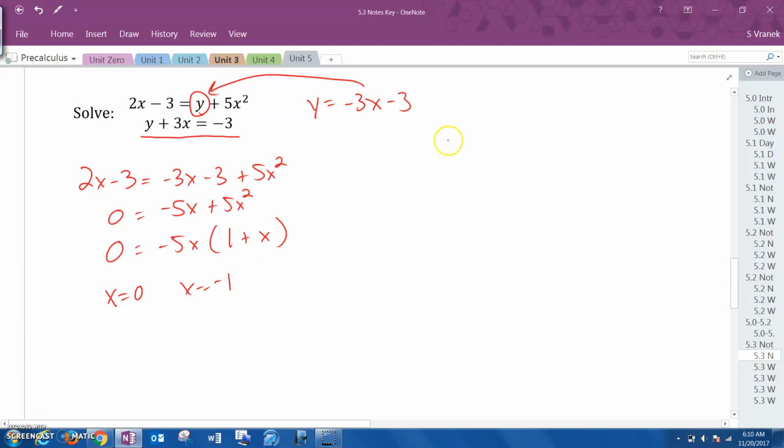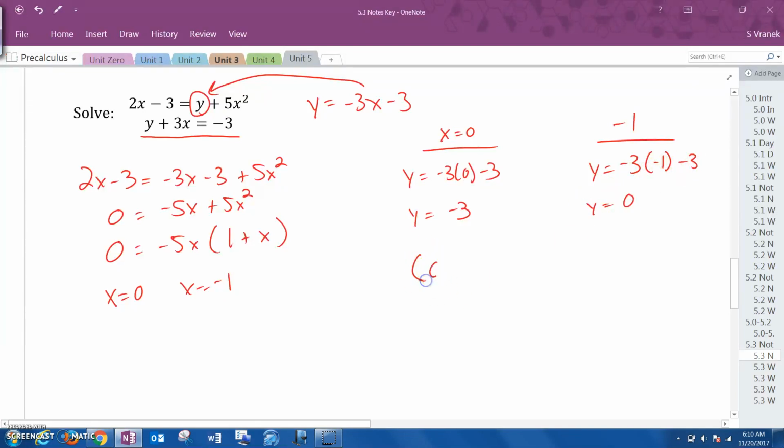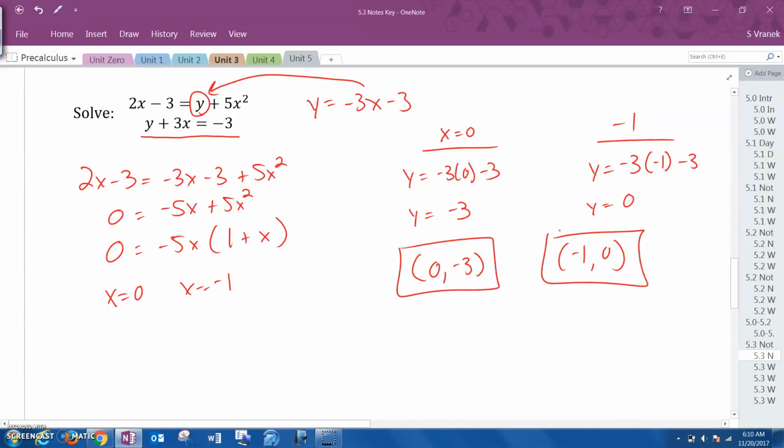Then I bring that over here. When x is equal to 0, I get y is equal to negative 3 times 0, minus 3, which means y equals negative 3. And when x is, what's the other one, negative 1, I get y is equal to negative 3 times negative 1 minus 3. So you get negative 3, so you get 0. So the two solutions to the problem are (0, negative 3) and (negative 1, 0). That one actually turned out not being that bad once you factor and get everything you need to get.